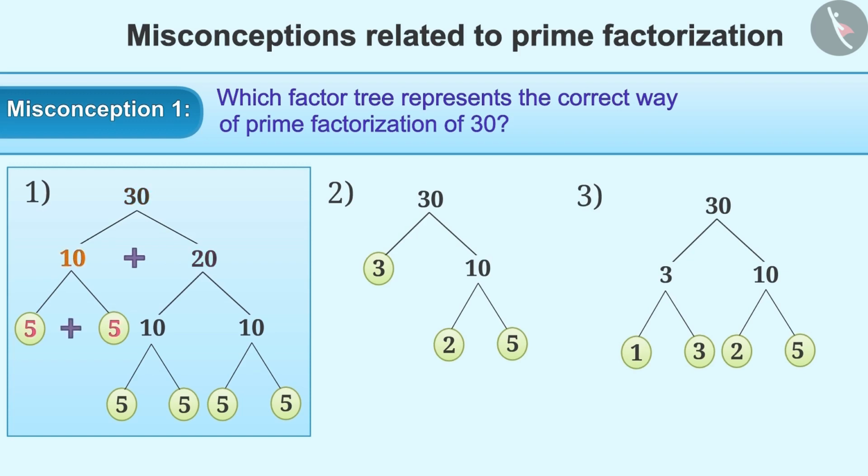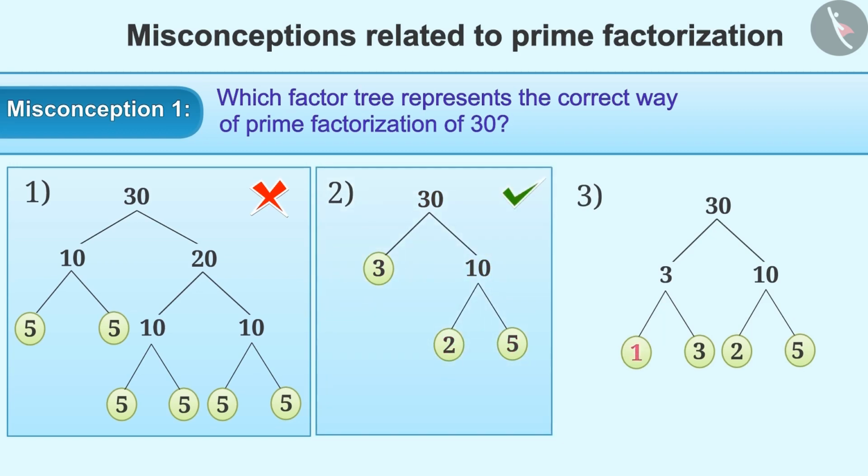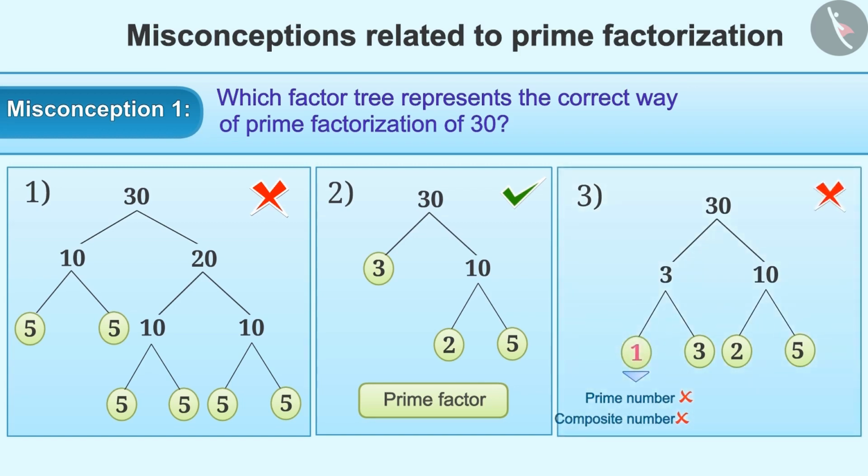This is an incorrect way of representation. The correct way to perform this is to find those numbers whose product gives the same number. Therefore, the correct answer is option 2. Sometimes number 1 is also included in the factor tree. It is important to understand that the factor tree is created to obtain the prime factors. Since 1 is neither a prime number nor a composite number, option 3 is also an incorrect answer.